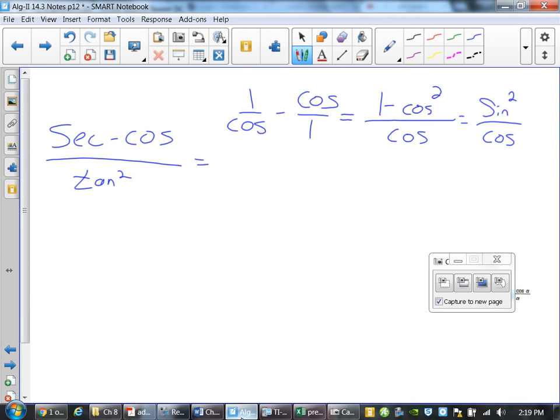Where does the squared come from? It needs the other cosine. Remember, this is just adding fractions. This is 1 over 1/2 minus 2 over 1. The common denominator is 2. The fraction on the right has 1. The fraction on the left needs 1. Same thing.